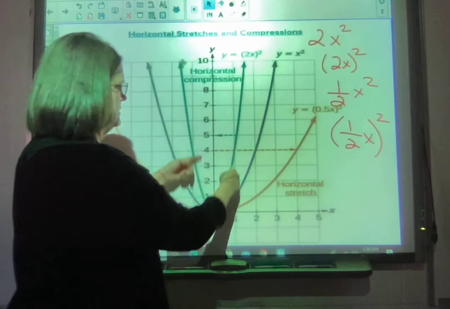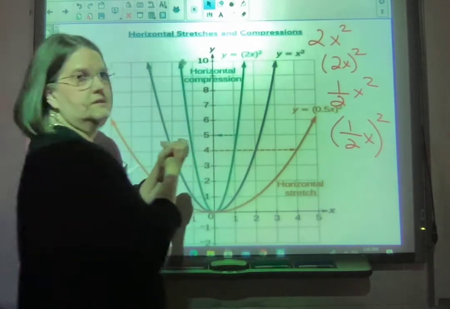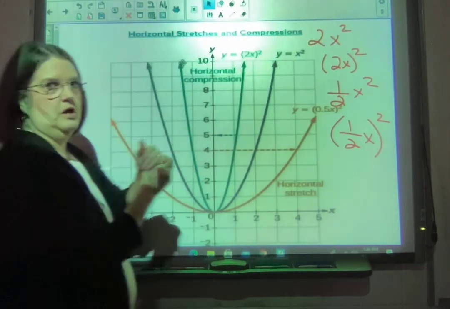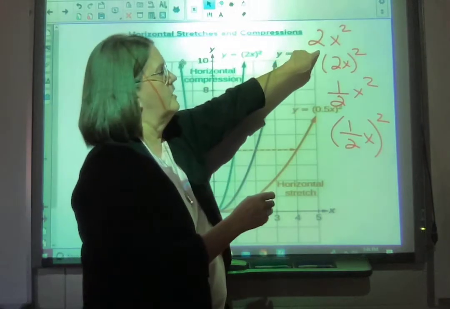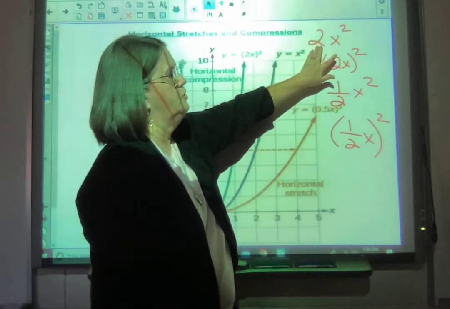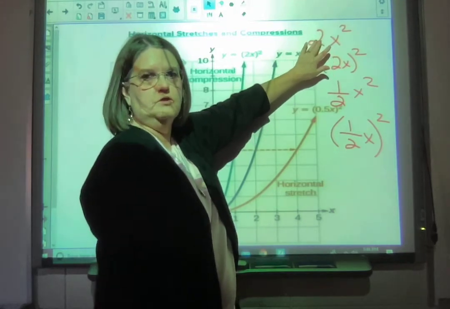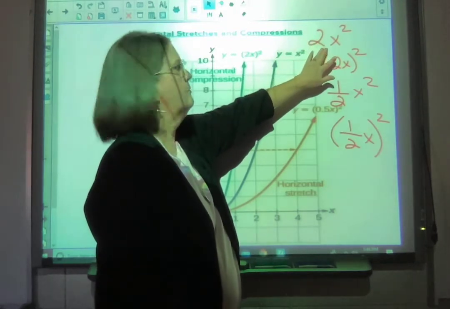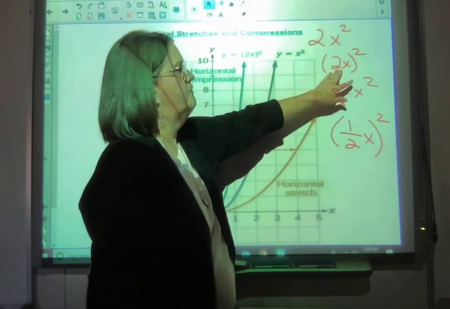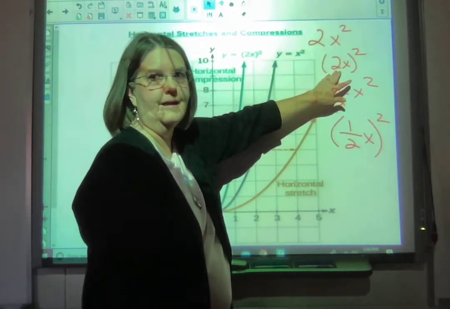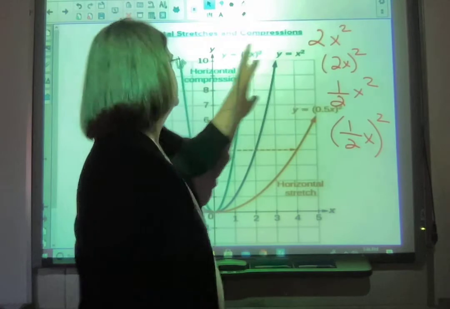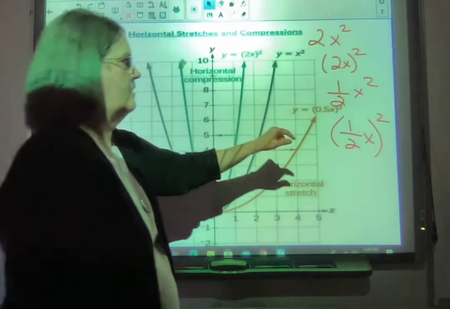Now, it looks like a vertical stretch. It looks the same. They are a little different. A vertical stretch, you see this here, this equation here. The 2 is not inside parentheses. That's how you'll know the difference. So a vertical stretch will not be in the parentheses. It'll be outside. A vertical compression, however, will be inside the parentheses. And so you have that one there inside.